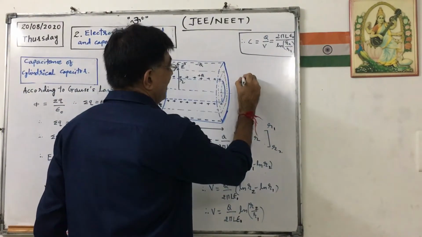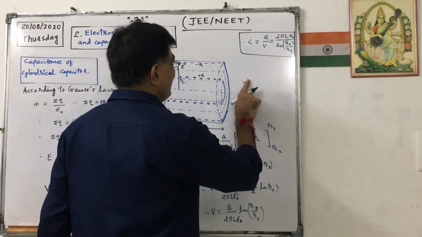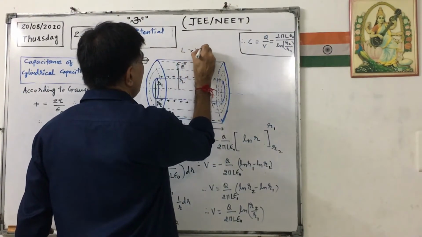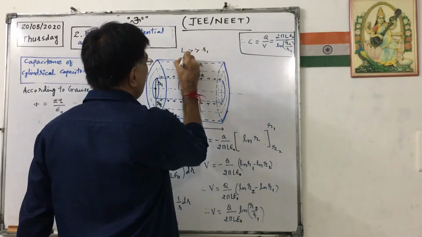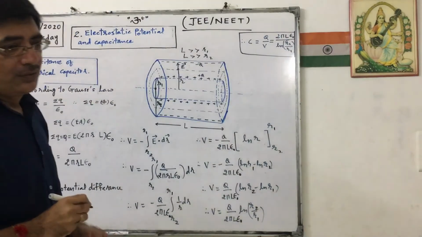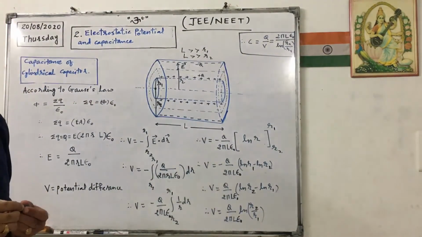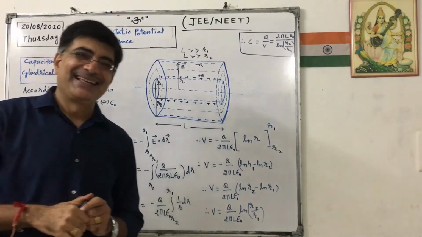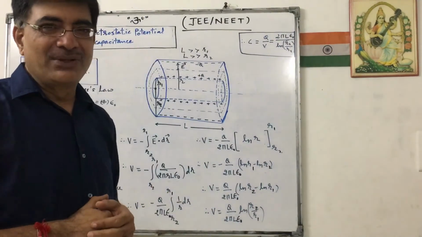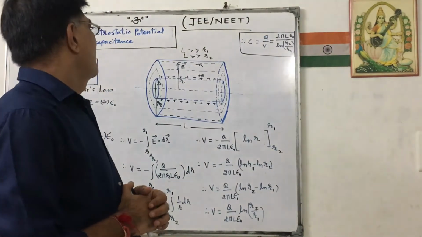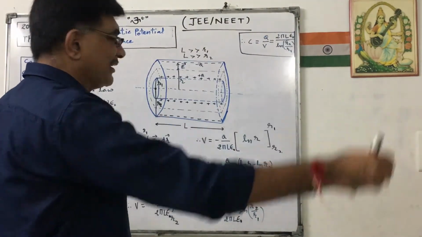Okay, here L is much greater than R1 as well as much greater than R2, because in that case only we can have the formula for electric field, the easier formula that we have obtained in lesson 1. In short, this is a very long cylinder.